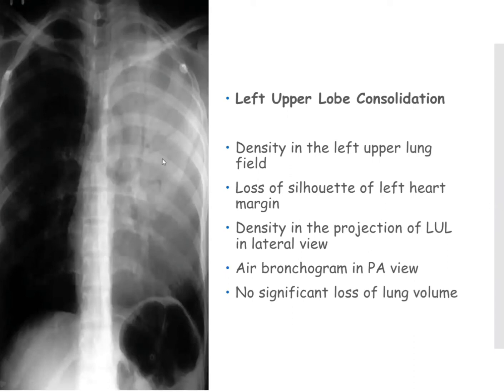So this is a left upper lobe consolidation, this density in the left upper lung field, with loss of the silhouette of the left heart margin. I hope you're able to see there's no left heart margin here, there's no silhouette sign. Then there's density in the projection of the left upper lobe. Sorry, I forgot to put that image here. And you should be able to see air bronchograms. Yeah, these are air bronchograms, very clear. Normally we're not able to see them because even the lung is filled with air. But here, I hope we've appreciated the air bronchograms.